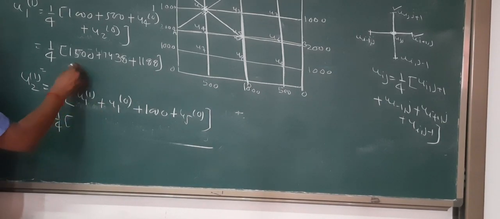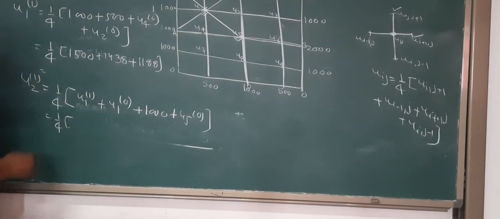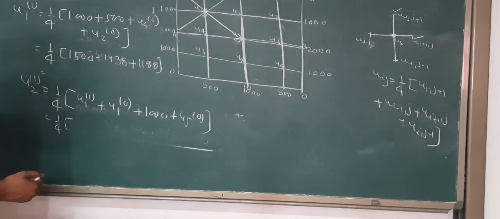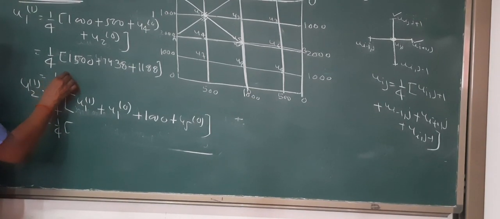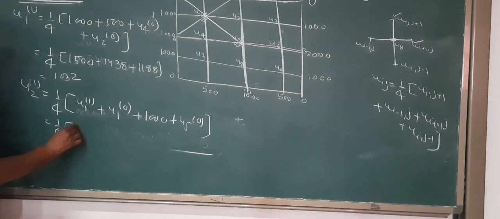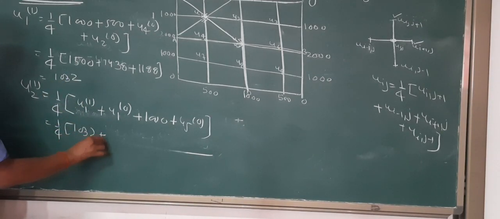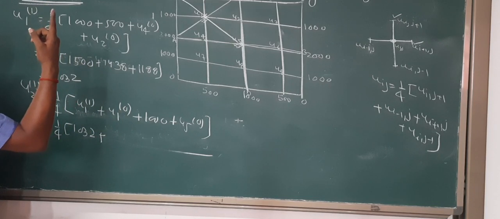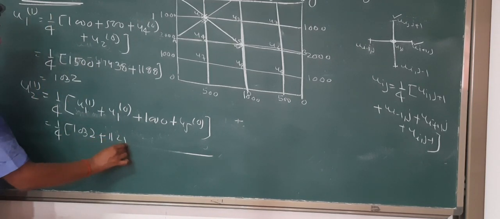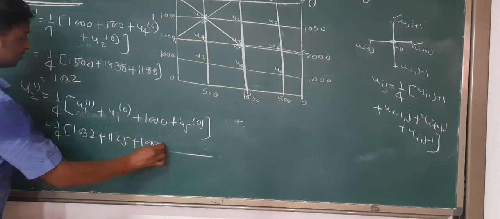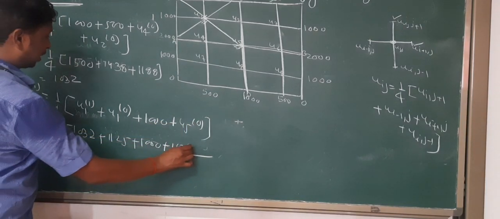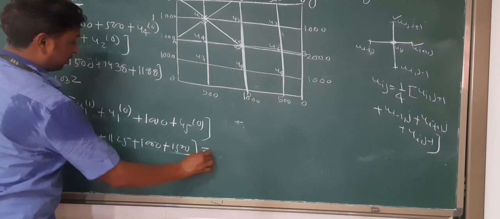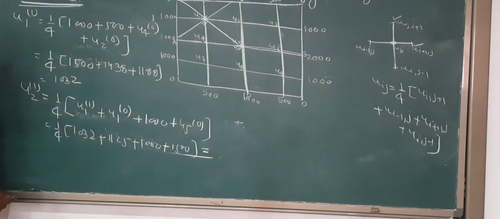What is U11? Whatever value will come here. And U11 will come 1032. I will write the answer. 1032. It's easy for you. What is U10? U10 we already calculated, 1125, plus 1000, plus what is U50? That is 1500. Calculate the values. It will come. What is U21 will come?